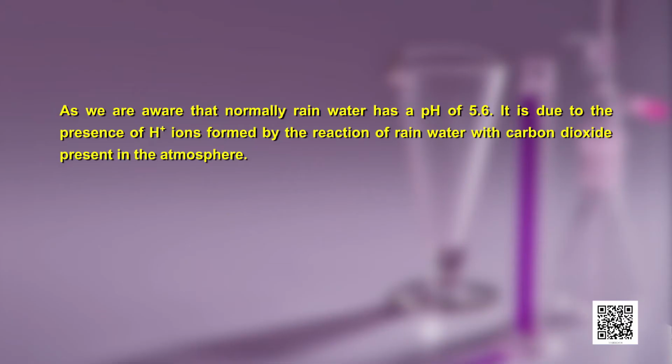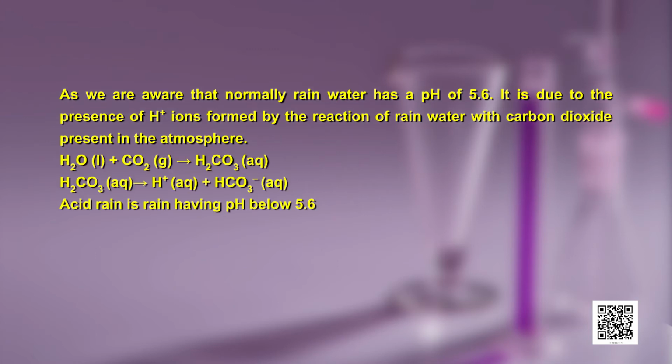Now let us discuss another very important topic, that is acid rain, its effects and causes. As we are aware, normally rainwater has a pH of 5.6. It is due to the presence of H+ ions which are formed by the reaction of rainwater with carbon dioxide present in the atmosphere. The reactions you can see on your screen: H2O + CO2 giving H2CO3, H2CO3 giving H+ + HCO3-.